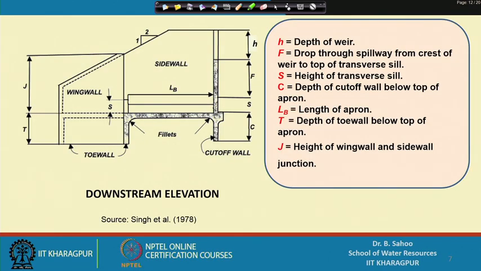This is the downstream elevation or side view. You can see small h is the depth of weir, capital F is the drop through spillway from crest of weir to top of transverse sill, S is the height of transverse sill, C is the depth of cutoff wall below top of apron, LB is the length of apron, T is the depth of toe wall below top of apron, and J is the height of wing wall and side wall junction. And we provide also fillets to the cutoff wall.